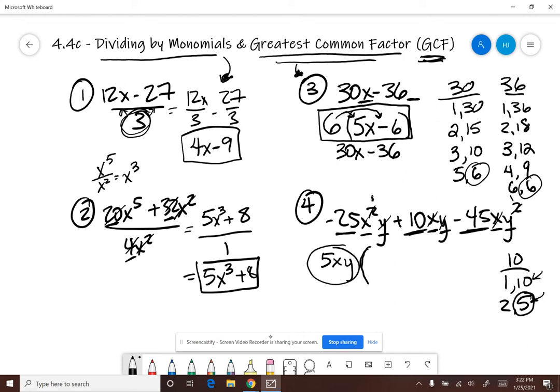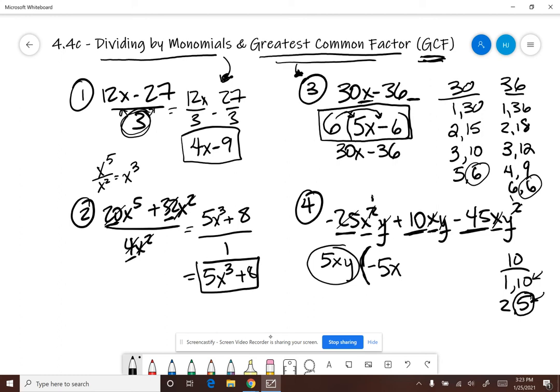Well, what's going to be left inside my parenthesis? Well, 5 times what gives me negative 25? I need a negative 5 right there. And you notice again, what else do I need to make this match? Well, I had 1x that was left over, right? So it needs to be put right here with this particular term. But I've already gotten rid of this, and I've gotten rid of the y. That was the only thing that was really left, okay?